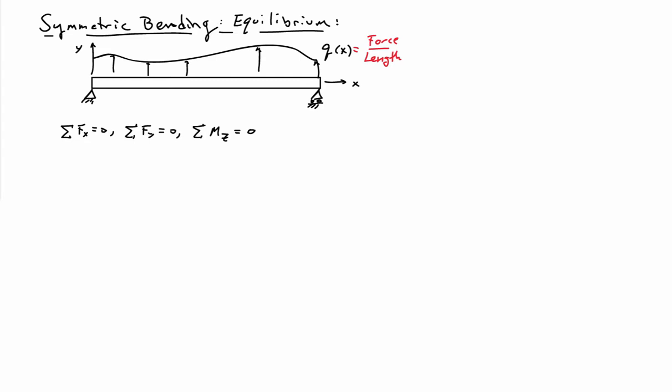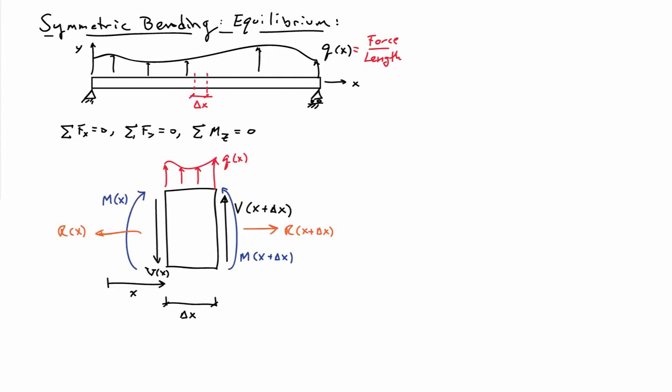Since it's a two-dimensional problem, the sum of the forces in x and in y will have to be equal to 0, and the sum of the moments will have to be equal to 0. We'll do this by a differential element argument like we normally do, so we'll have pointwise equilibrium equations. We'll cut out a differential element of length delta x, and I've drawn the free body diagram here. It shows all the actions or forces on this differential element.